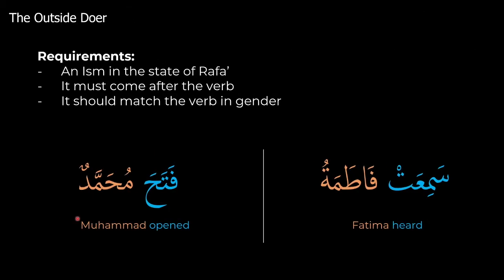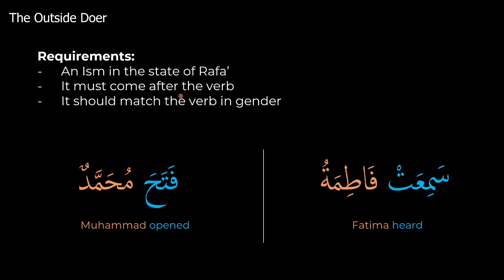Now, the outside doer. In all of our previous examples, we looked at an inside doer, right? The verb itself had the doer inside of it. Now, to create an outside doer, the following is required. The outside doer must have an ism in the state of rafa. It must come after the verb, and it should match the verb in gender. So if you have an ism that meets all these conditions, then this would now be your doer.